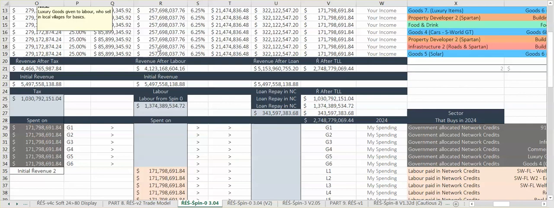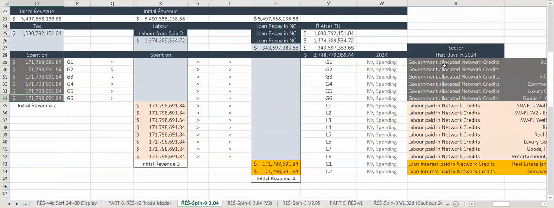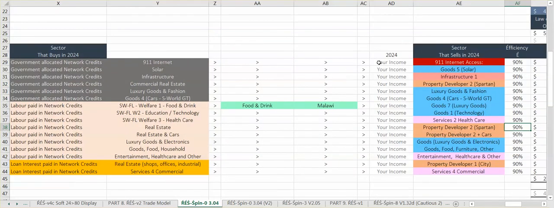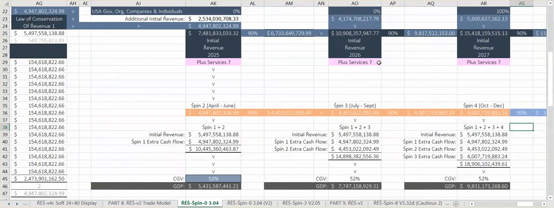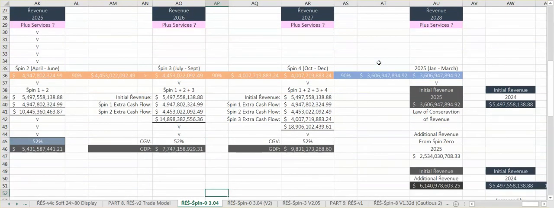Okay, so yeah, during the course of business, we're taking off the tax, we're taking off the labor, and we're taking, I think, expenses as well. And this now becomes our spending, because this money is now re-spent on solar or infrastructure or commercial real estate, luxury goods, welfare, education, technology. This is what the money's come in, now it's going out again, and it flips itself over. And I think here we start to go into some detail about the RES side of things. Let's see if I can get a handle on this.